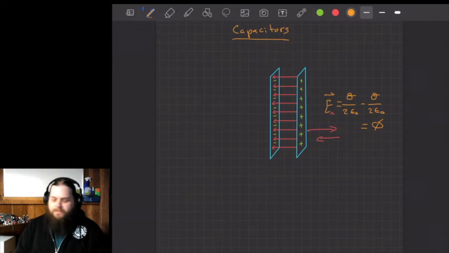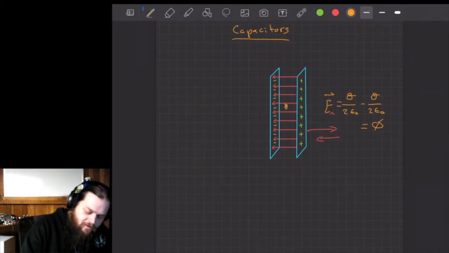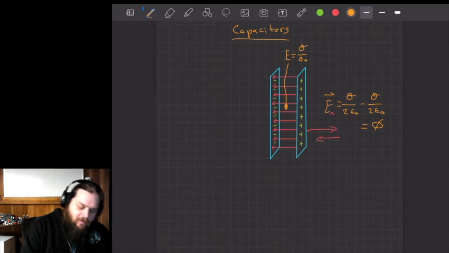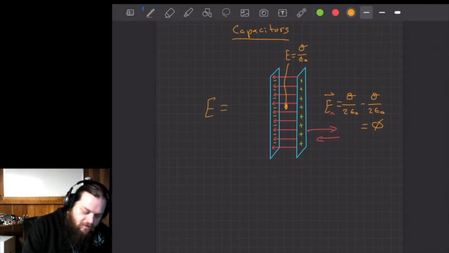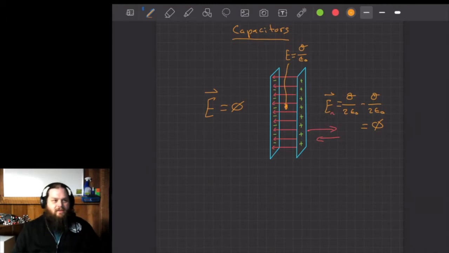Now, in between those two plates, we get the opposite effect, because at that point, the electric field is going in the same direction. So anywhere in this point here, our electric field is going to equal 2 times sigma over 2 epsilon naught, or just sigma over epsilon naught. The same is true for the other side. Of course, here the electric field is also going to be equal to 0, because those electric fields are going to cancel out in there.